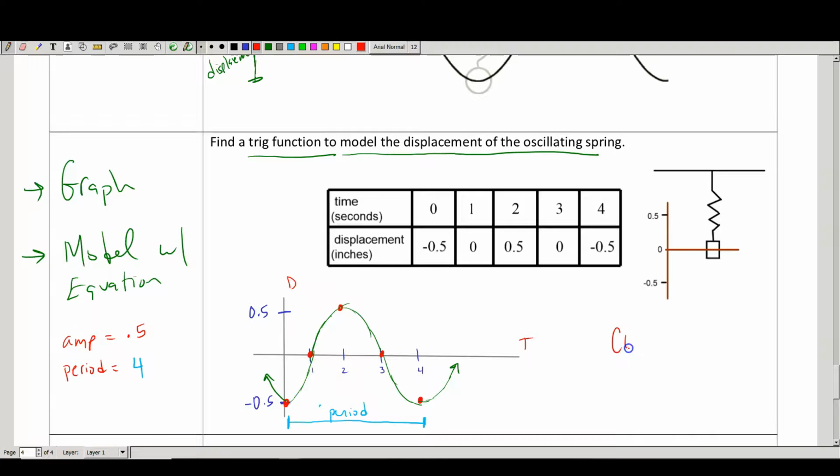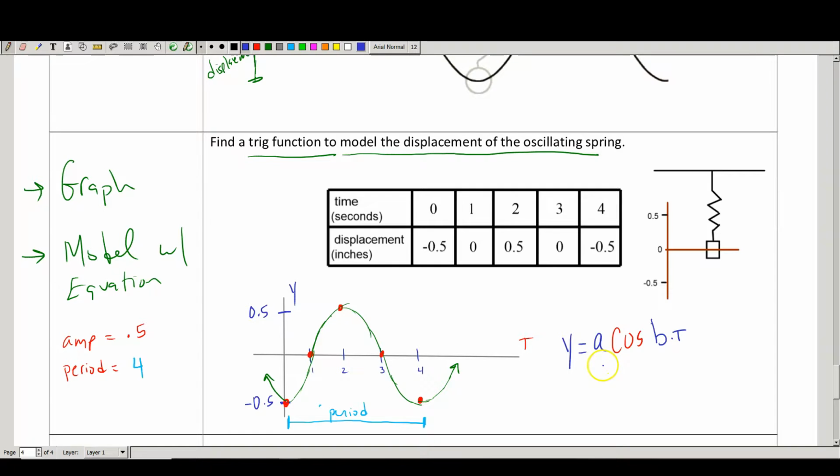So let's say this. We're going to use cosine. Let's just call this vertical axis y here. Make it simple. We'll say that's y. So our equation is going to be y equals some sort of amplitude, cosine, and it's going to be like b times t, or like bx, right? We need to figure out what is the a value, what's the b value. We don't have any sort of shifts in this graph. It's kind of a simple graph.